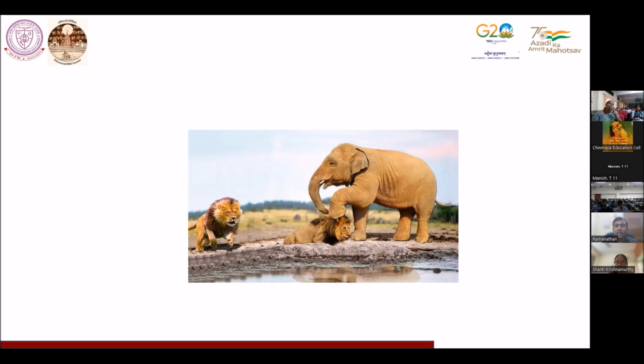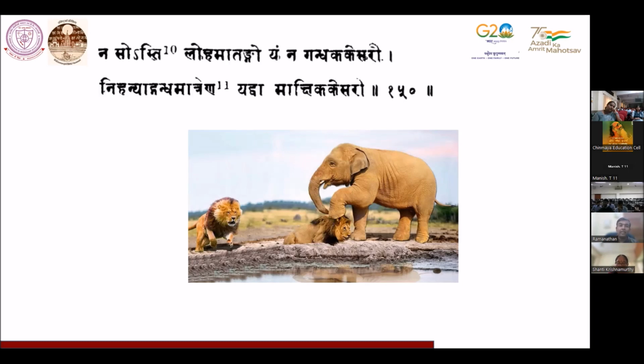The author here wanted to convey the fact that sulfur can react with all the metals, or sulfur can subdue all the metals. So he uses this metaphor of iron and elephant, and you see how beautifully he says this. "Na so asti loha matango yanna gandhaka kesari nihanti, tad gandha nihanyat gandha matrena yadva makshika kesari." There is no elephant-like metal which cannot be subdued by sulfur-like lion. To convey a simple truth that sulfur is a very reactive substance, they make use of such poetic language, connecting the student to observe nature in a more keen and careful manner.